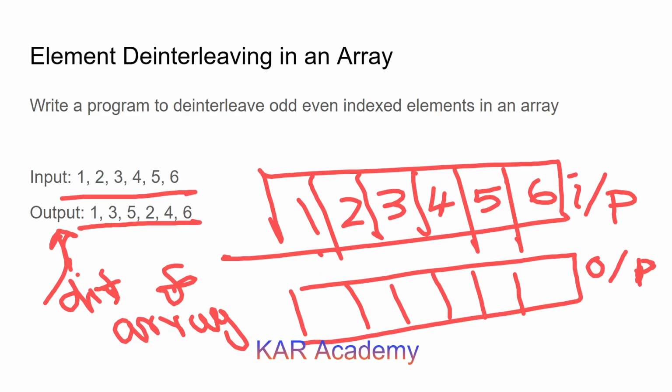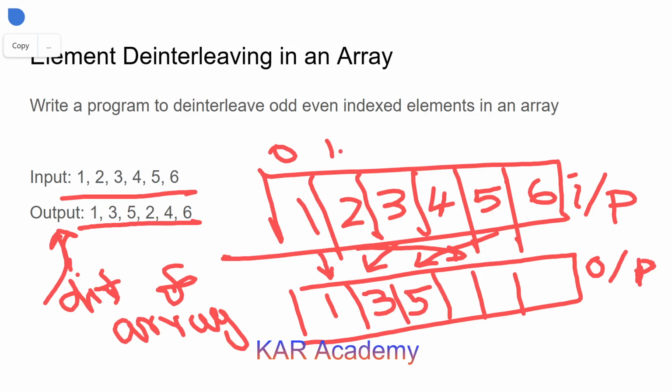What happens is, if you think the array index starts with 0, the elements at the even indexes will be stored here. So one should come here, and you skip one element and take the next element and copy it here, skip one element and take the next element and copy it here. And from the middle of the array, you will have to go to the odd index elements.